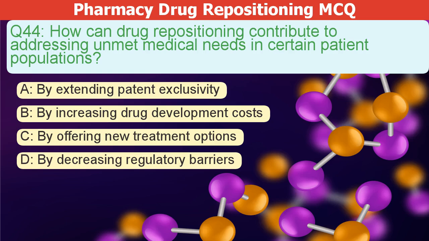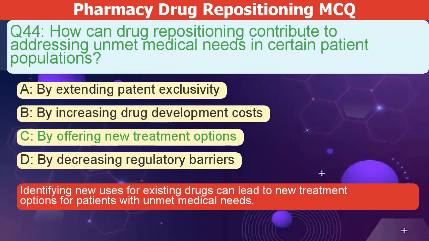How can drug repositioning help meet unmet medical needs in specific patient groups? A. By extending patent exclusivity. B. By increasing drug development costs. C. By offering new treatment options. D. By decreasing regulatory barriers. The correct answer is C. Identifying new uses for existing drugs can lead to new treatment options for patients with unmet medical needs.